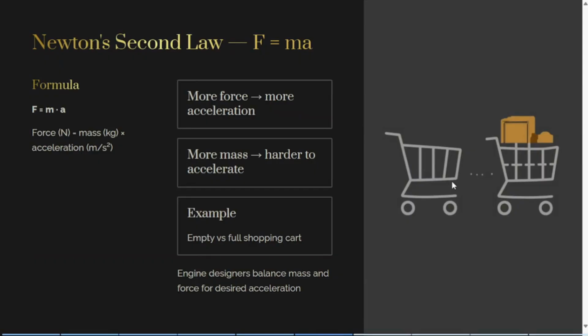Newton's second law explains how force affects motion. It is represented by the equation F equals ma. Force equals mass multiplied by acceleration. This equation tells us two important things. First, increasing the force increases acceleration. Second, increasing mass makes an object harder to accelerate. Imagine pushing an empty shopping cart and then pushing a full shopping cart. The full cart requires more force because it has more mass. Engineers use this principle constantly when designing vehicles, machines, and engines.